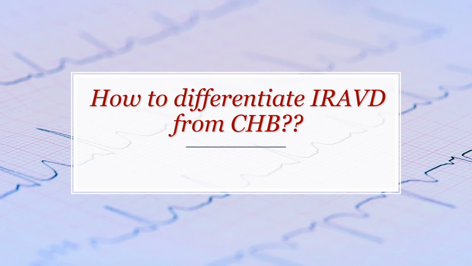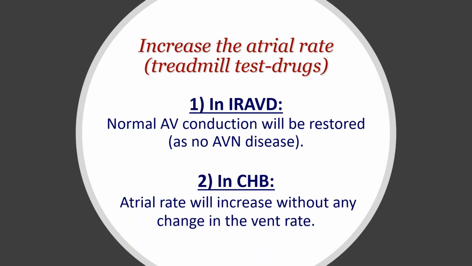The second question is how to differentiate the isorhythmic AV dissociation from the complete heart block. The answer is by increasing the atrial rate. Whether you do this by getting the patient to do some exercise via treadmill or to walk in the department, or via giving drugs like atropine to increase the heart rate. If you increase the heart rate in isorhythmic AV dissociation, the normal AV conduction will be restored because the AV node is not diseased itself. So if you increase the heart rate, you will restore an absolutely normal sinus rhythm.